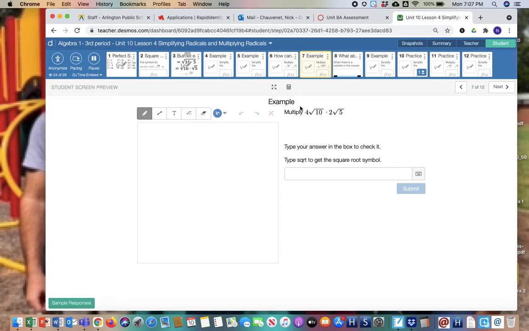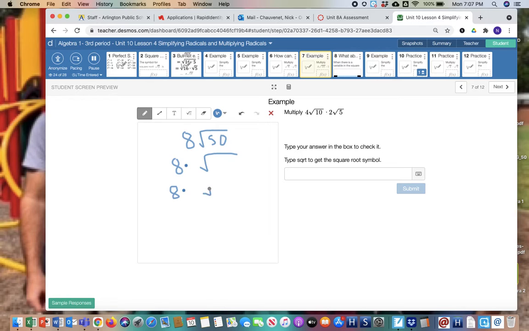So here I'm going to multiply what's on the outside. 4 times what's on the outside, 2. 4 times 2, 8. Then I'm going to multiply what's on the inside. 10 times what's on the inside, 5. 10 times 5, 50. And again, it's the same thing here. The 8 stays on the outside. It's going to multiply with whatever eventually comes to the outside.